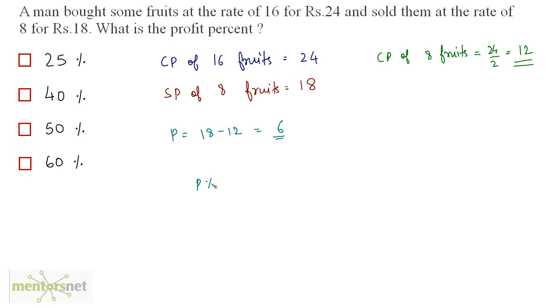So profit percentage is equal to profit divided by the cost price of 8 fruits, which is 12, times 100, and that is 1 by 2 times 100, and that is equal to 50%. So option C is the correct answer.